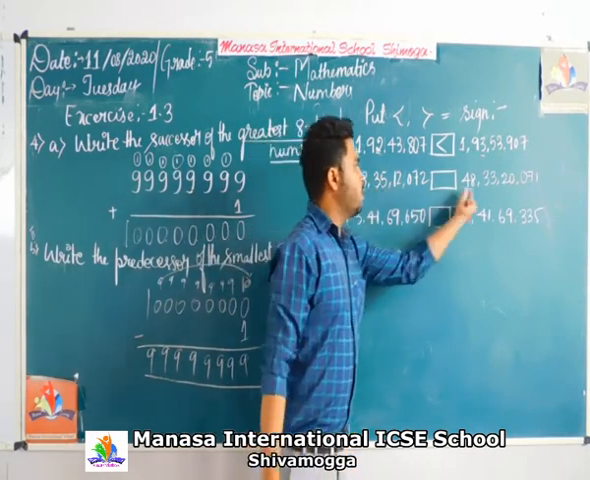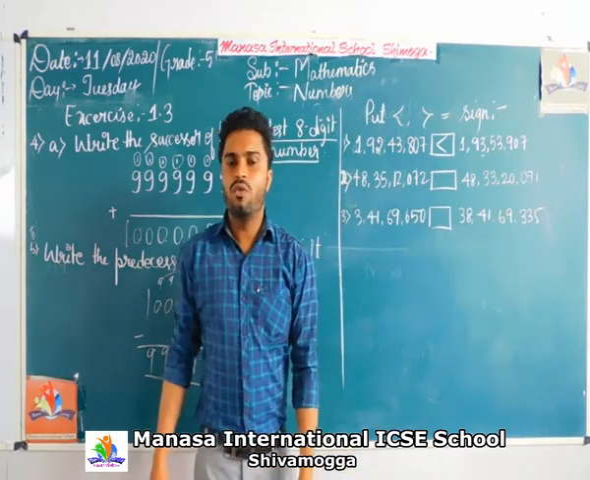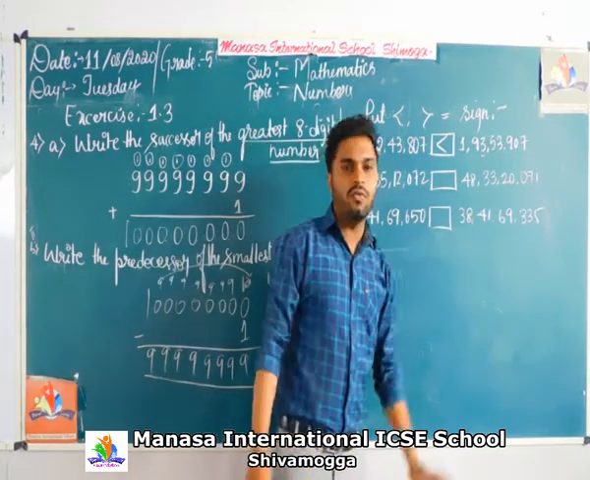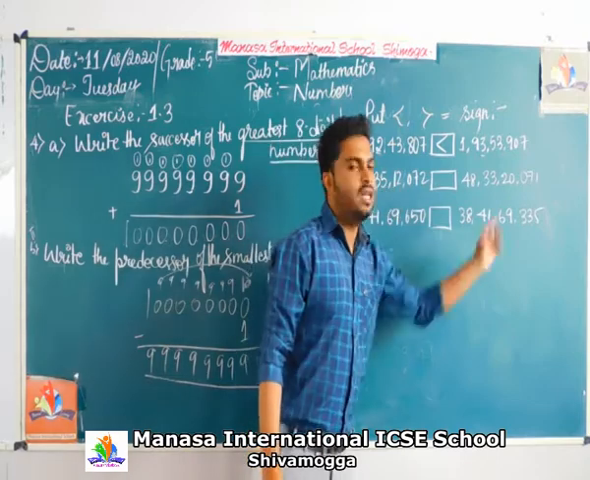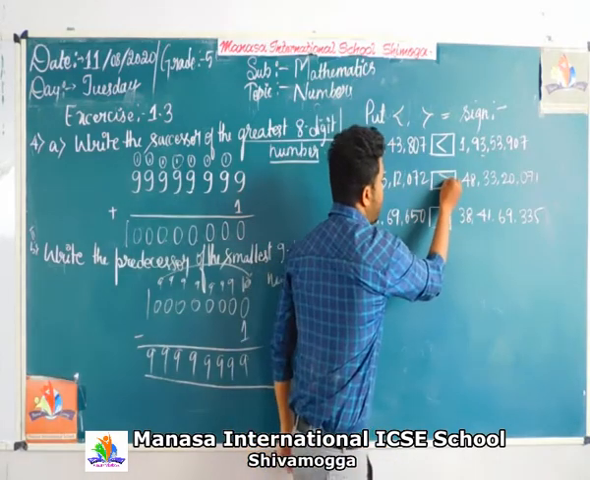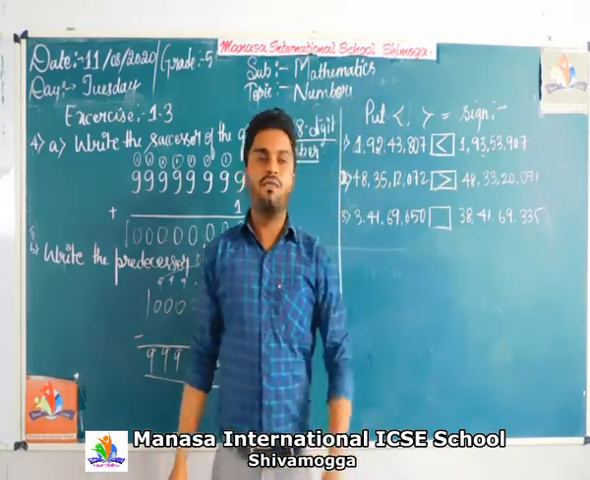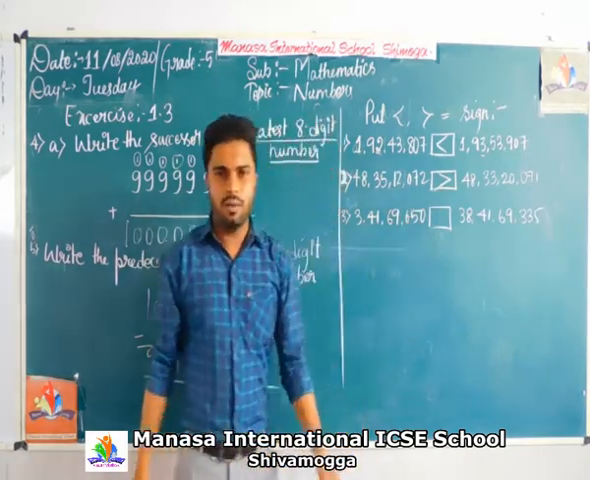The fourth number is different. Here it is 5. Here it is 3. You are going to write this symbol. The open face should be towards the greater number.